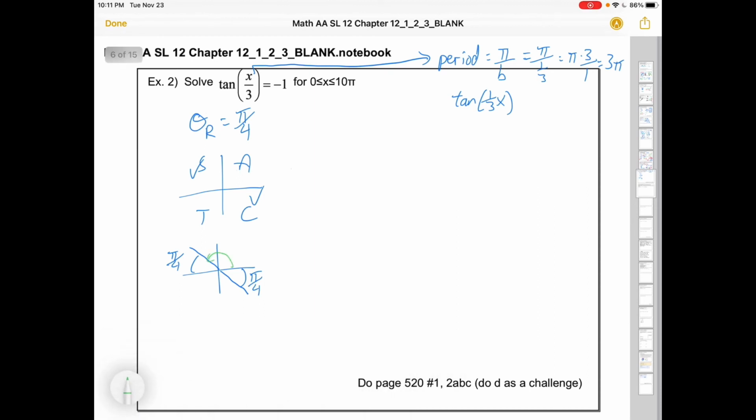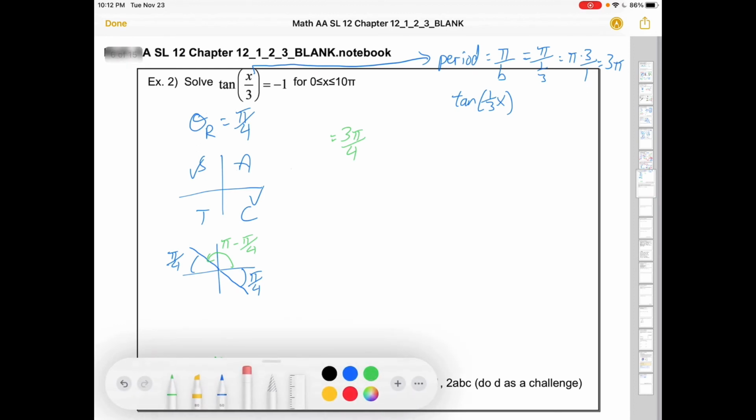So this angle would be pi minus pi over 4. It's less than 180 degrees. And we could think about that. Okay, that means 4 pi over 4 minus 1 pi over 4 makes 3 pi over 4. That's on our way to the answer.